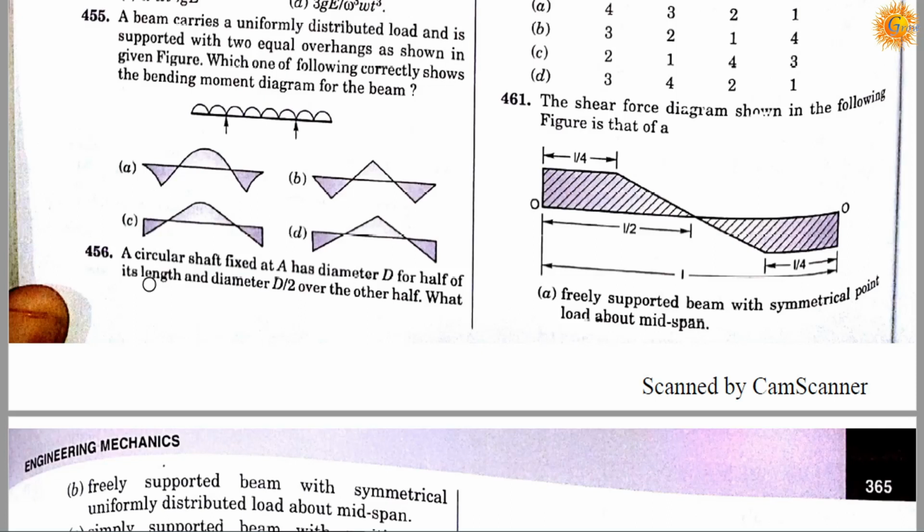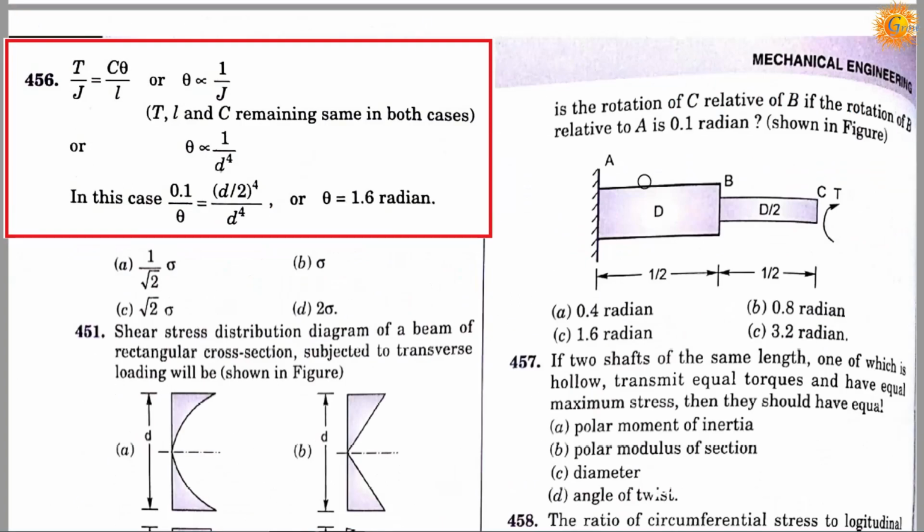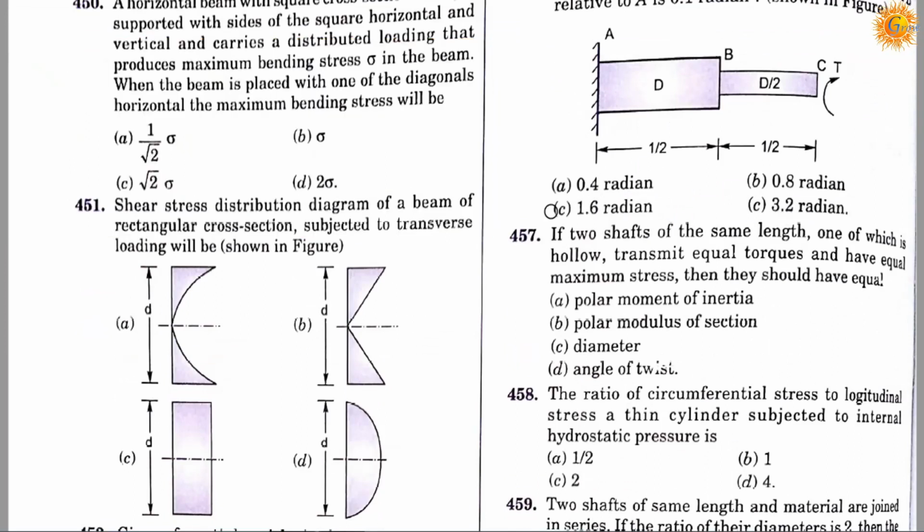Question number 456. A circular shaft fixed at A has diameter D for half of its length and diameter D by 2 over the other half. What is the rotation of C relative to B if the rotation of B relative to A is 0.1 radian shown in the figure? Option A is 0.4 radian, option B is 0.8 radian, option C is 1.6 radian, option D will be 3.2 radian. So correct answer is C. It will be 1.6 radian.